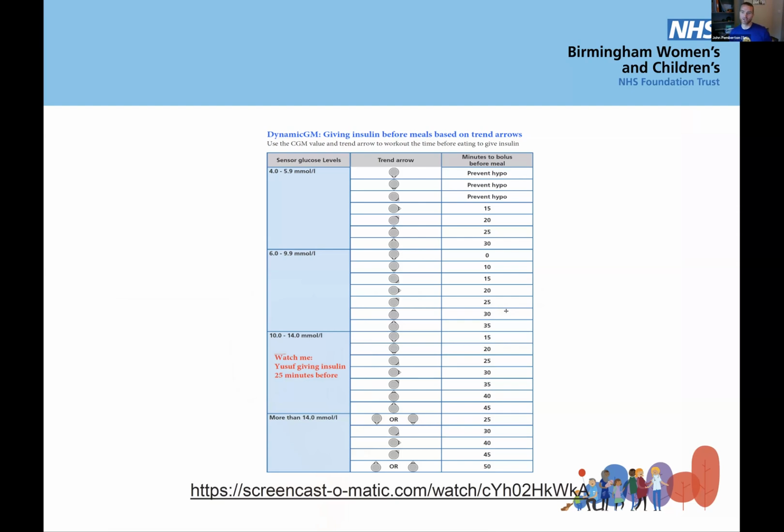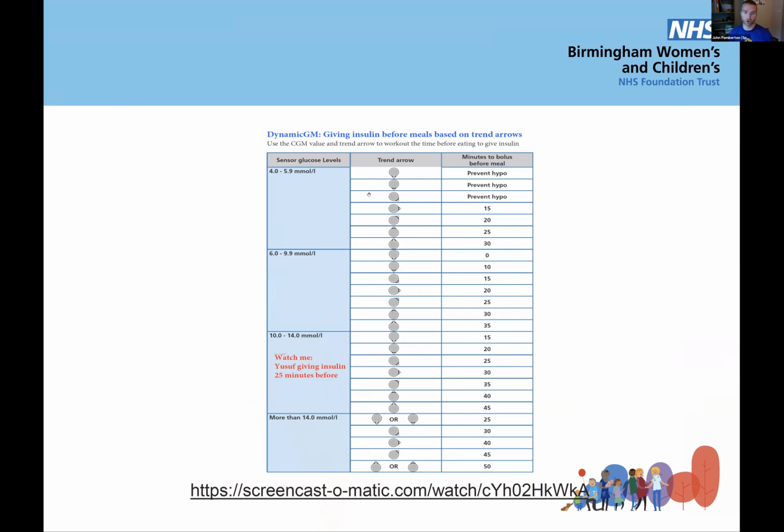So that's Yusuf there demonstrating the use of giving your insulin depending on your glucose level and your trend arrow before meals. And again, these won't work perfectly for you, but they're just a guide to consider how to adjust the doses as you move on. So again, you don't have to do these things, but if you get into a simple habit of checking the glucose value and trend arrow half an hour before you eat, you can then adapt your timing.